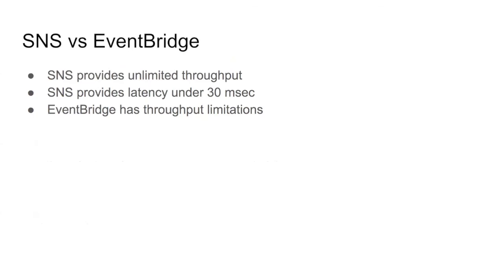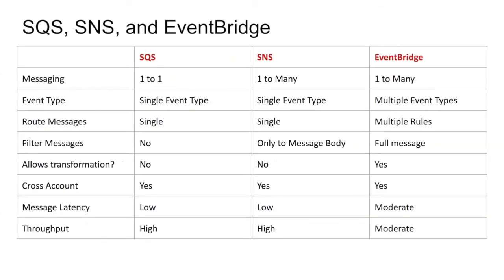SNS versus EventBridge, I have tables. I'll go through that only. Messaging: SQS, SNS, and EventBridge, one-to-one, one-to-many. Event type from single to multiple sources. Routing, filtering is supported fully in EventBridge, partially in SNS, no in SQS. Transformation, yes, is allowed. Cross account, yes. Latency I'll say is still moderate. Half a second is higher latency, and throughput is also moderate compared to SNS and SQS, which have high throughput because of the kind of service they are.